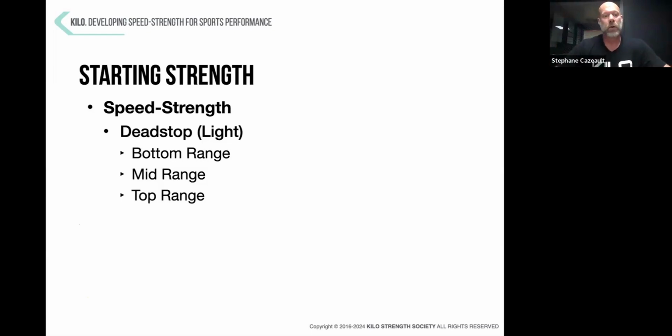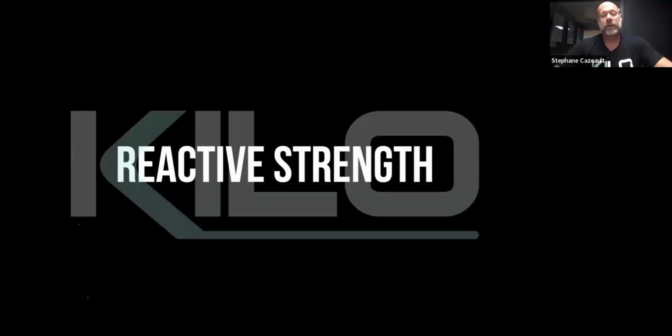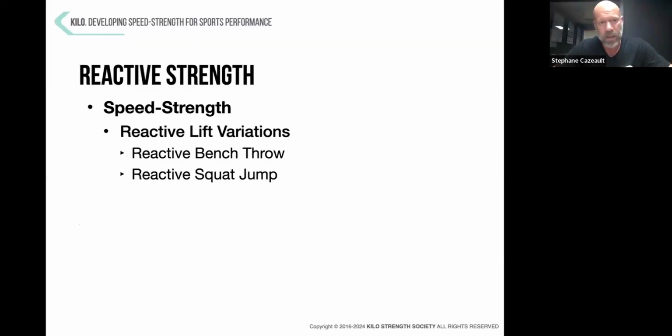Okay, so really lightweight, longer pause. It's a little bit more challenging. Finally, reactive strength. So your ability to use elastic energy to generate more forceful concentric contraction. Here, we're talking about velocities of over 1.5 meters per second. So it's going to be really, really light, like 0 to 20% of 1 RM.